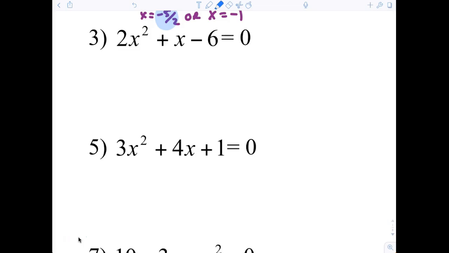Now, set them equal to 0. We're not factoring by grouping. No, erase that. Two sets of parentheses.